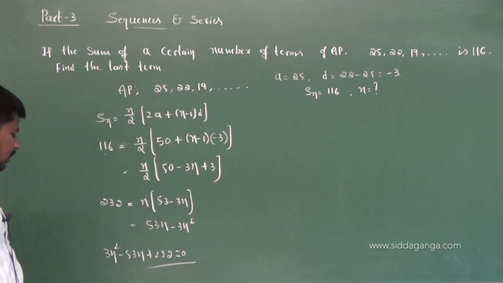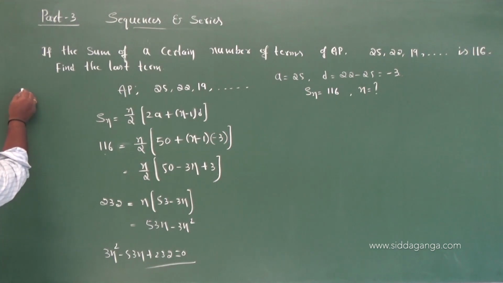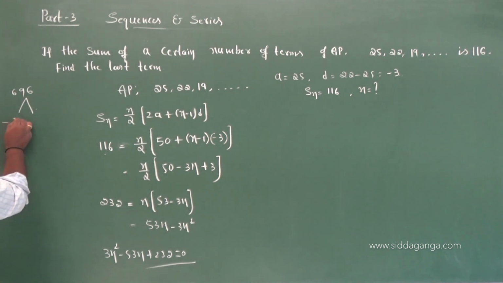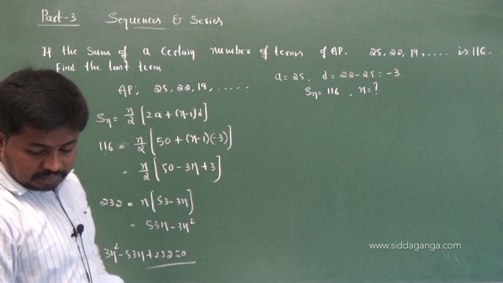53n, so 3 into 232. So you get 696. 696 is what? When you find the factors, I think minus 24 into 29. Right? Minus 24 into 29. You get 696, right? 3 into 232.